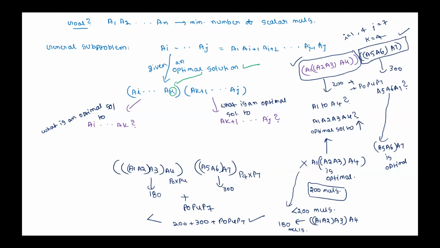Similarly, the other side also we can show. This is actually called the cut and paste method. So using this cut and paste method, we can easily show that this itself is the optimal way to multiply A1 to A4, and this itself is the optimal way to multiply A5 to A7. Is that okay?